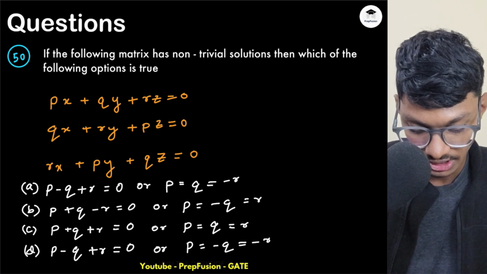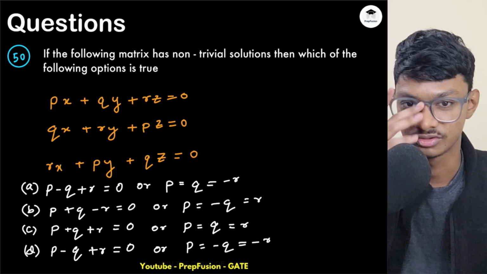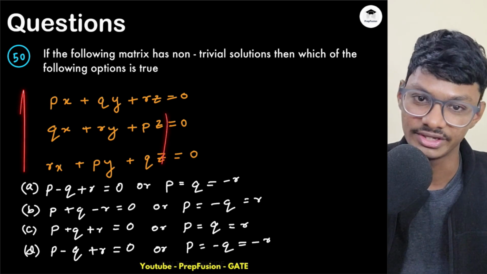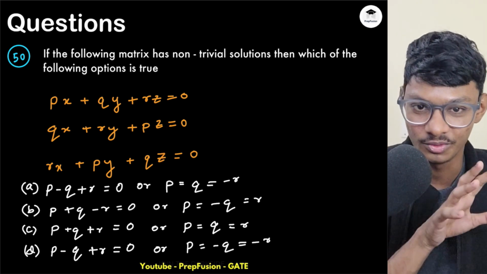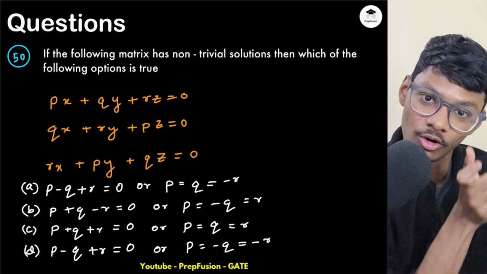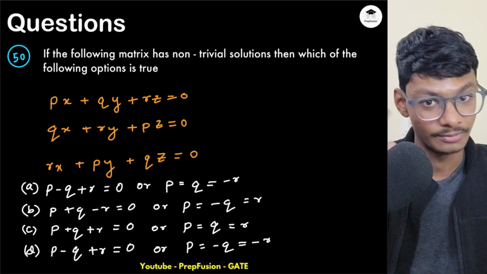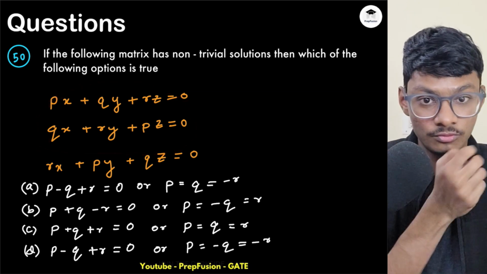The next question is basically, if the following matrix has a non-trivial solution, again a non-zero solution, that means infinite solutions, that means the determinant of A is equal to 0. For homogeneous systems, mostly the determinant of A will be 0. The question will always go to 0, but don't program your brain that that will always be the case. Someday it may happen that you have to solve it differently.